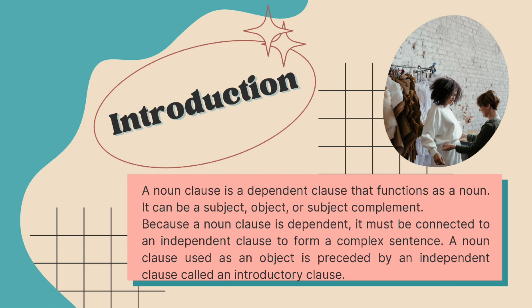Introduction. A noun clause is a dependent clause that functions as a noun. It can be a subject, object, or subject complement. In this chapter discussion, we will study the noun clause only as it is used as an object. Because a noun clause is dependent, it must be connected to an independent clause to form a complex sentence. A noun clause used as an object is preceded by an independent clause called an introductory clause.